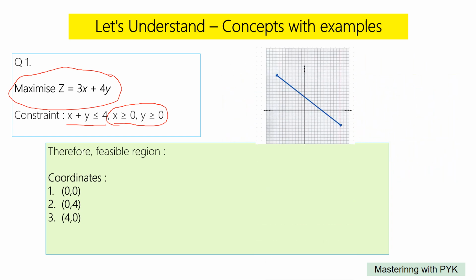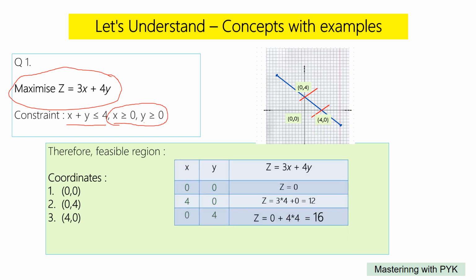Representing it graphically, say this is a graph wherein these are my coordinates: origin 0, 0, then 0, 4 and 4, 0. So how do we reach the optimum solution, that is, maximizing z? We start with each coordinate. We have 3 coordinates, and we will substitute them into the equation.